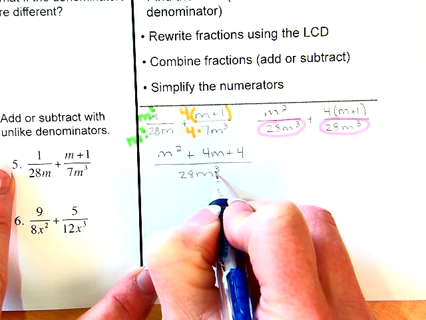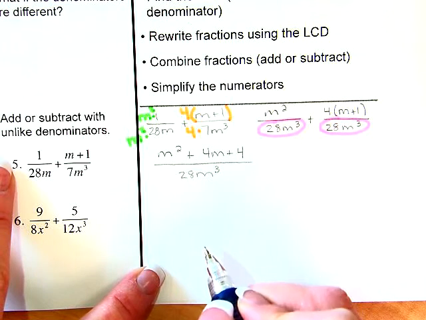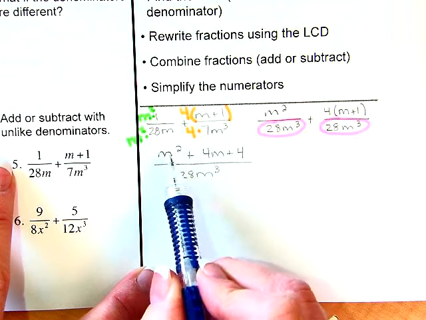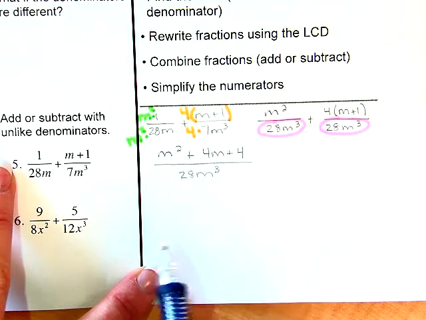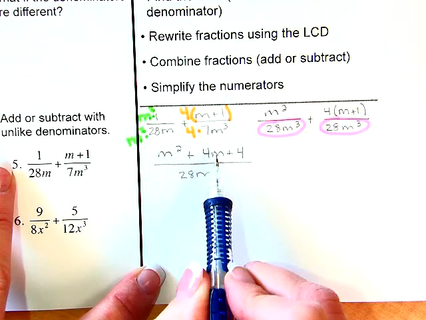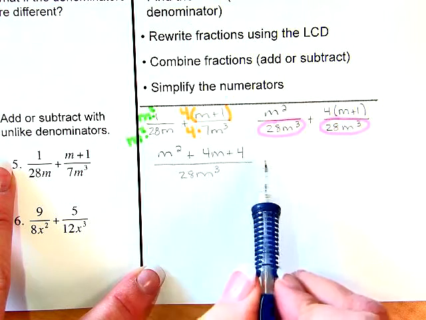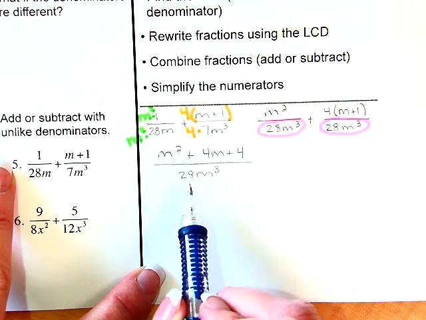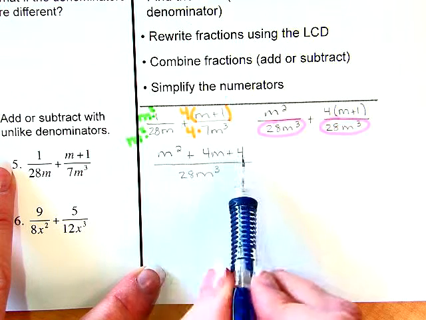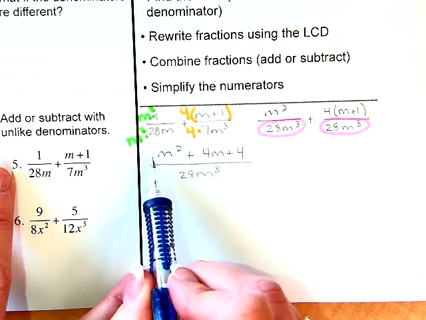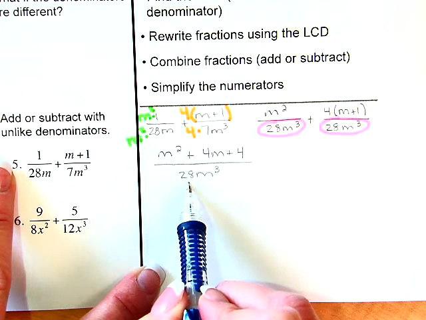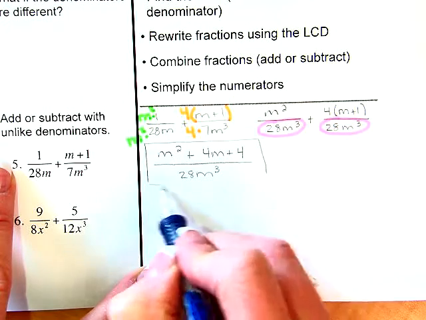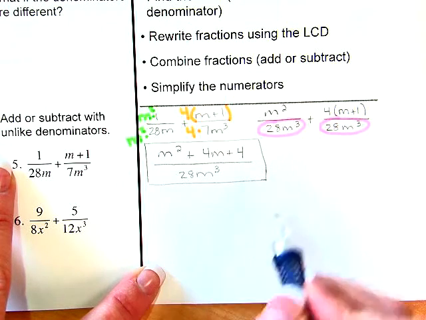Okay, so before we're totally done, we need to look at the numerator and ask ourselves, are there any like terms? And there aren't. Degree 2, degree 1, constant. No like terms, nothing can be combined. Now the other thing we're looking for is, is there a GCF between these 3 that I could pull out and then simplify with the 28? And there isn't. So this one is actually done. That is your final answer.